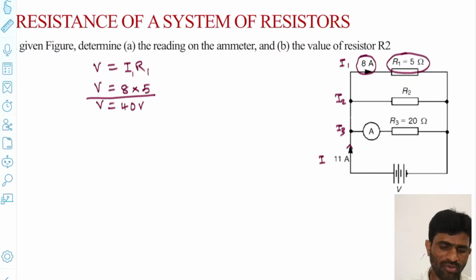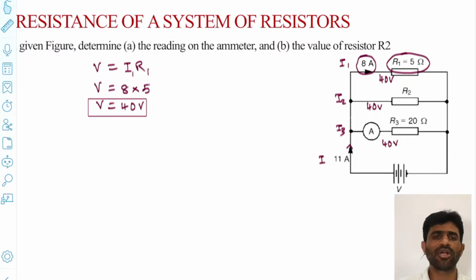This 40 volts is same across all the three resistors because all three are connected in parallel. So here it is 40 volts, here also 40 volts, and here also 40 volts. Did you understand this? Because all the three are connected in parallel, potential difference is same. Now we got potential difference across every resistance.